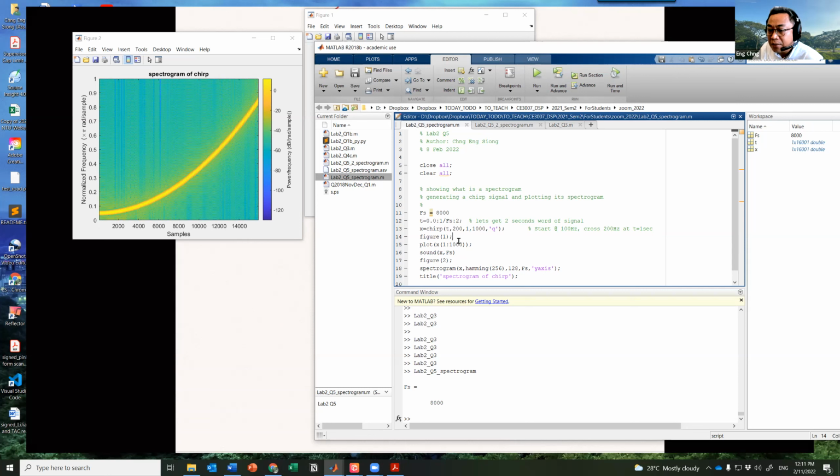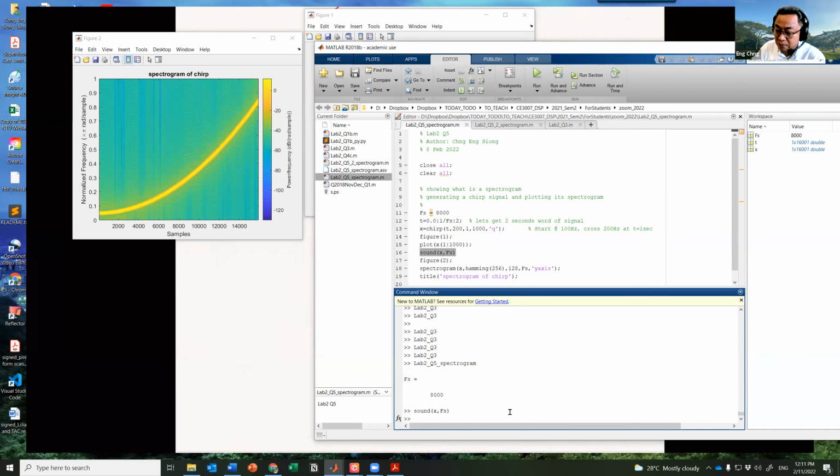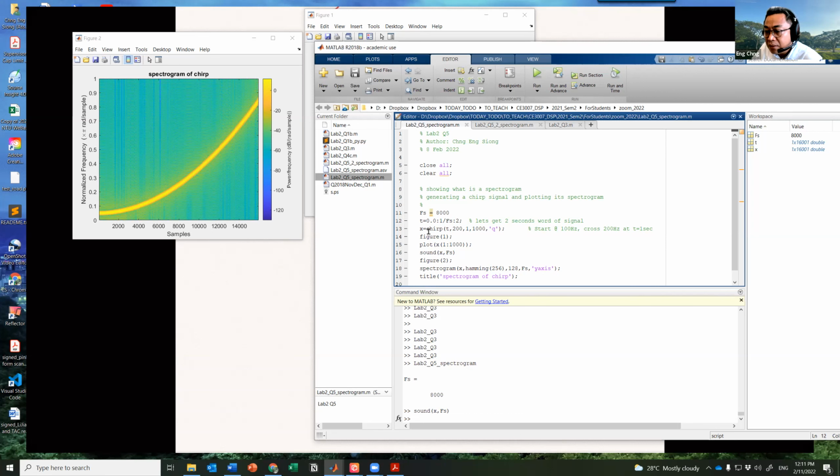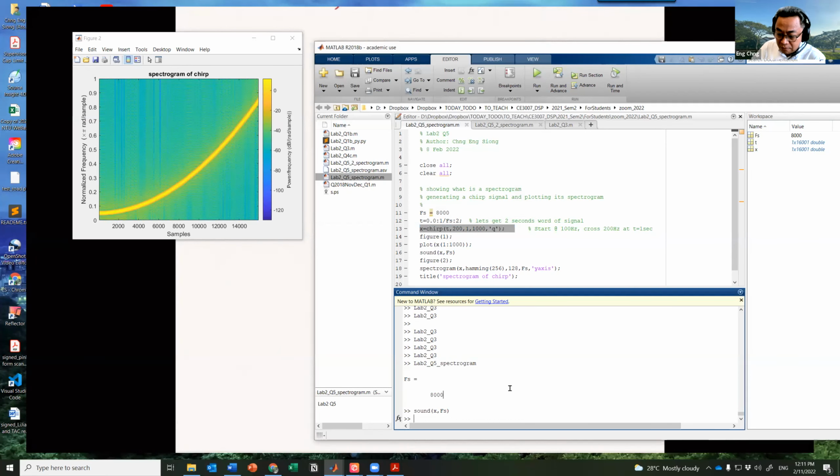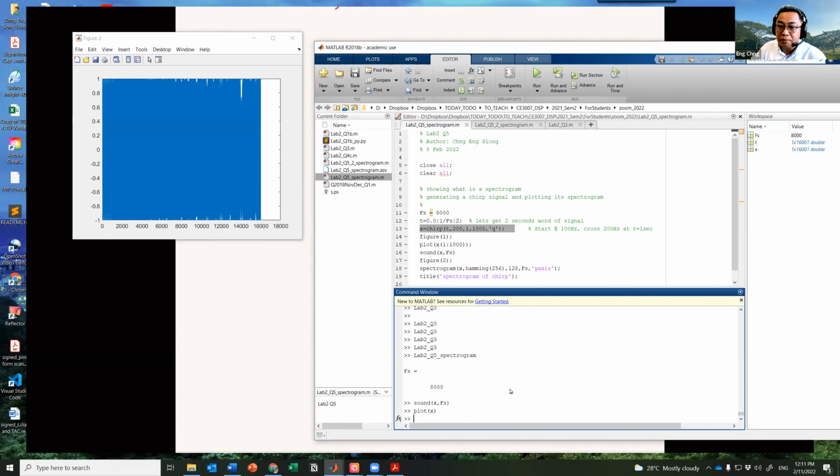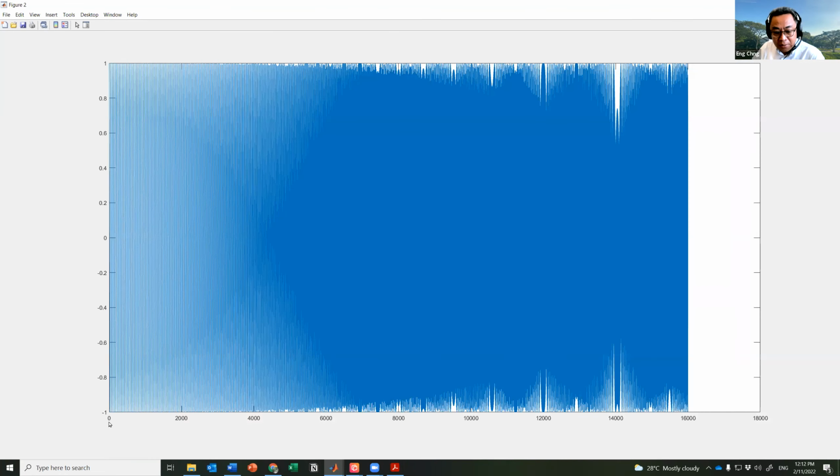Let me play the sound for you again. Can you hear the sound? So it goes from low frequency to high frequency. I think this is from 0 to about 3 kilohertz. The signal that I'm plotting is called X, making a sound. So let me show you X. So plot X. I'm showing you nothing but 0 to 16,000, 2 seconds' worth, because 1 second is 8,000 samples. But let us zoom in.